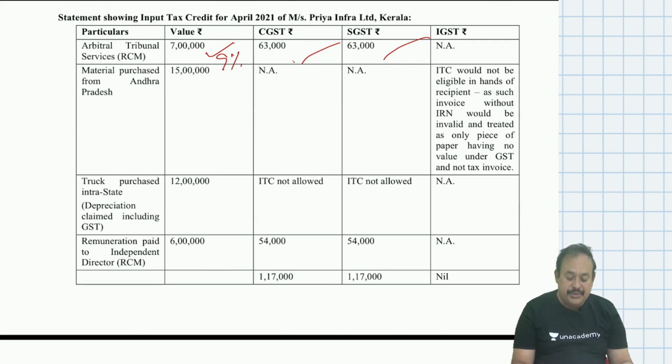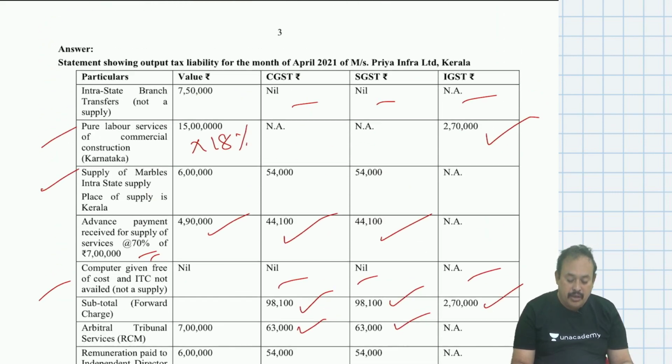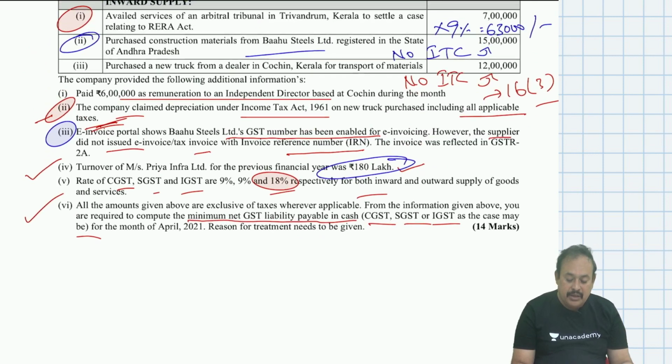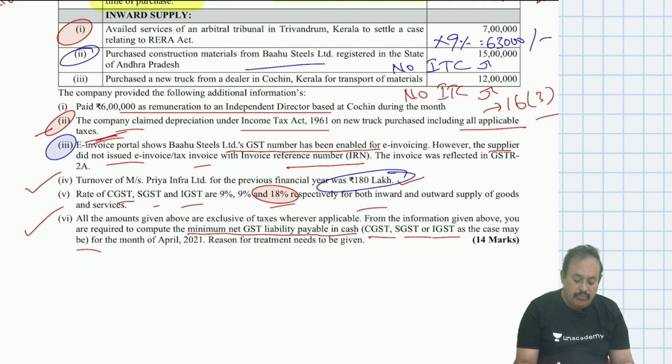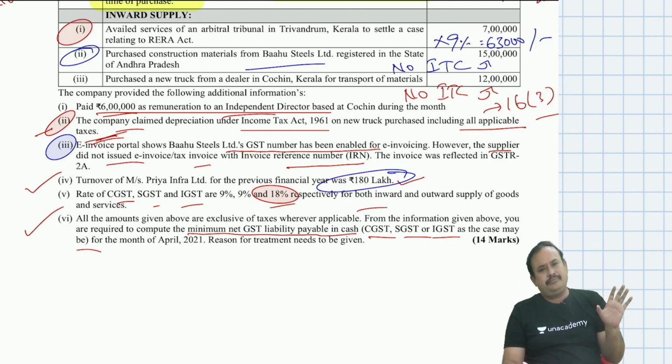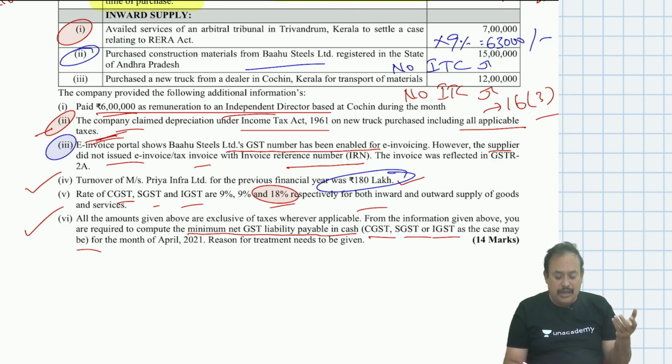Further, my dear friends, what else is given here? Further, paid rupees 6 lakhs as a remuneration to independent director. Independent director, not an employee of the organization. Payment made not in the course of employment by the company to the director is under RCM. Where the director is located in Kerala, as per section 9 subsection 3 of the CGST, reverse charge applicable. Reverse charge applicable means the company is liable to pay GST.